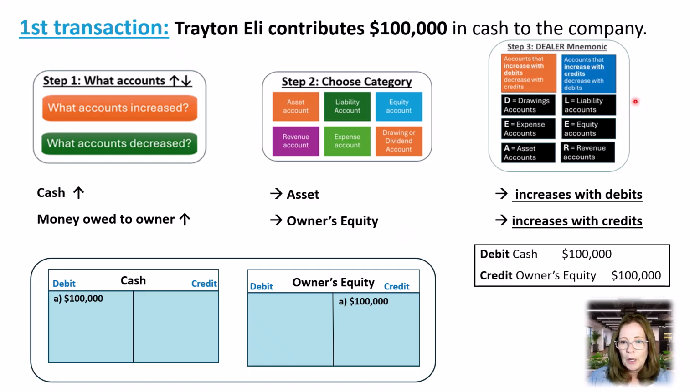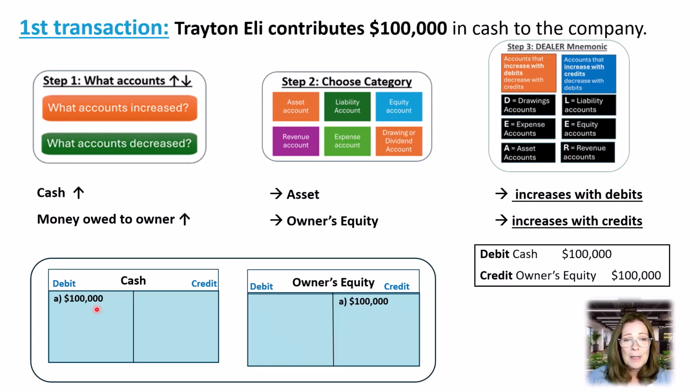Owner's equity is shown on the right side of the DEALER mnemonic, and the graph tells us that owner's equity accounts increase with credits. So we credit owner's equity. How do we write this transaction using T accounts? We create a T account for cash with debits on the left and credits on the right. And then we write the transaction ID A and the amount of $100,000 into the debit column of the cash account because we determined in step 3 that we would debit cash.